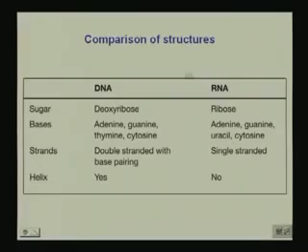So, if we just summarize here in a comparison of the structures, we have the sugar. For DNA we have deoxyribose and we have ribose for RNA. The bases are A, G, T, C and here A, G, U, C. DNA is double stranded with base pairing. Here RNA is single stranded. This forms a helix, this does not.